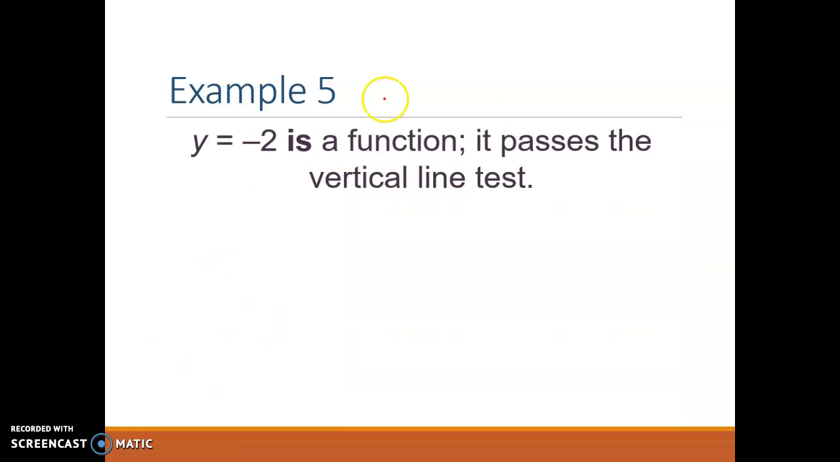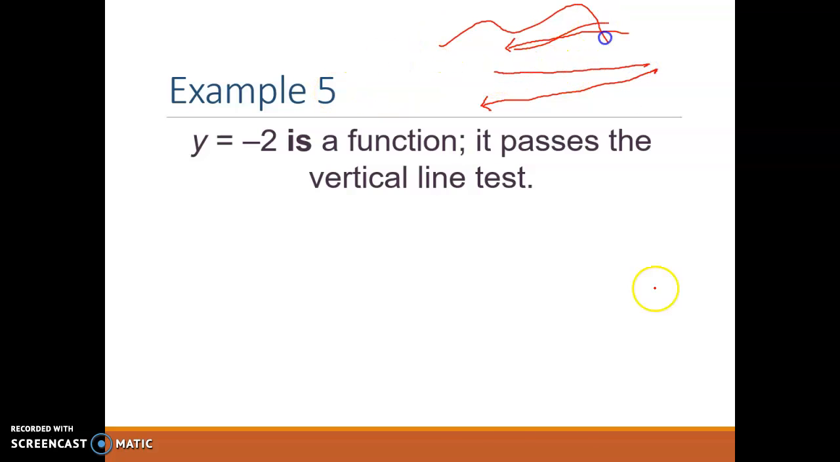y equals -2 is what we call a function because it passes the vertical line test. If you've forgotten what that is, if we draw any kind of line, whether it's a sloped line or a straight line, I'll try and draw a straight line here. Drawing a straight line, there we go. Or if it's a curved line, right?